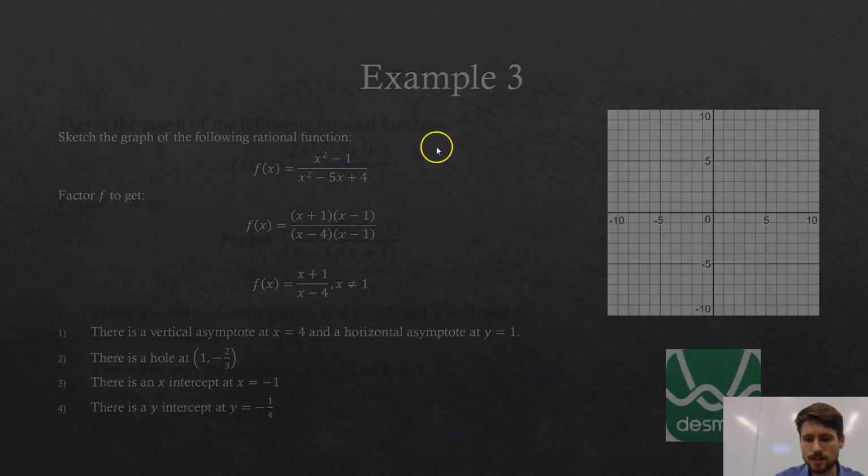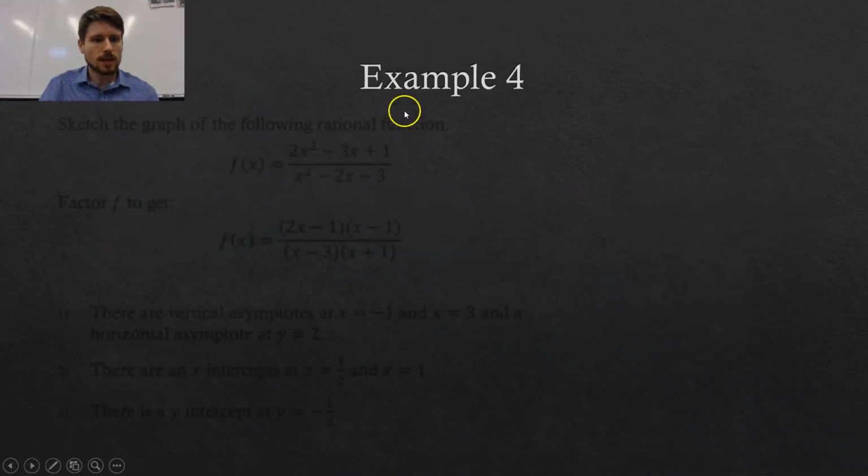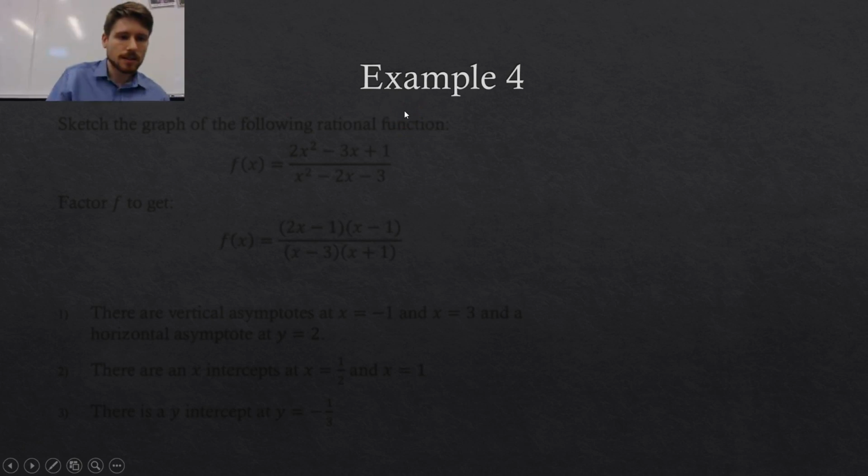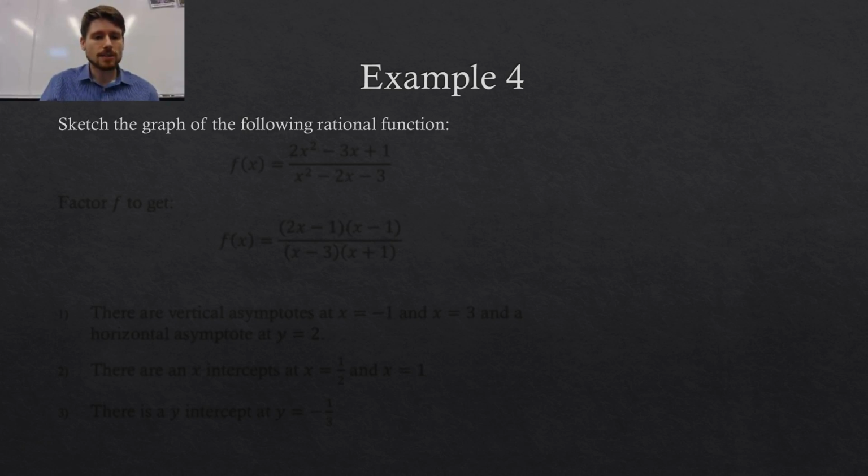Okay, let's do a last example, and we'll call it for this video. These take kind of a long time to go through because there's a lot of algebra, there's a lot of things to check through. Okay, sketch the graph of the following rational function, 2x squared minus 3x plus 1 over x squared minus 2x minus 3.